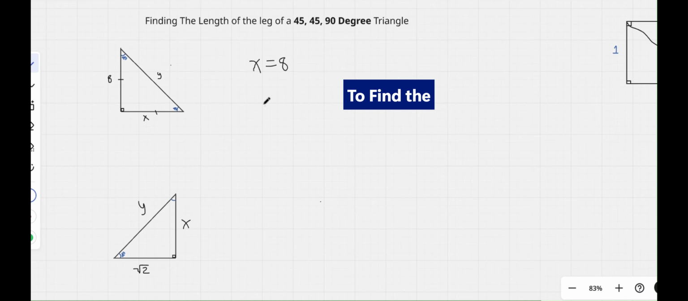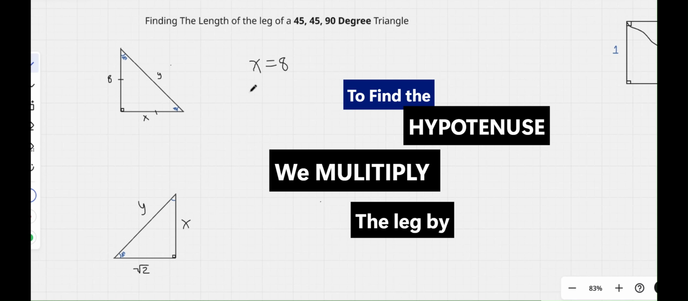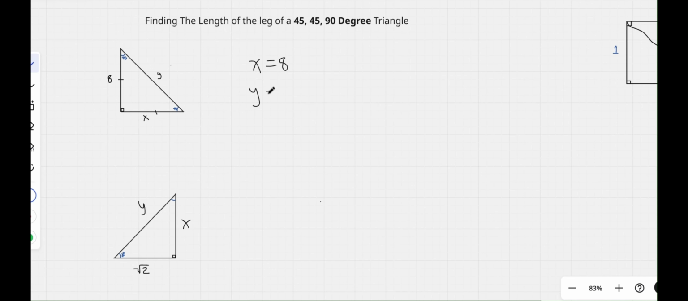And to find the hypotenuse, we multiply the leg by the square root of 2. So y equals 8 times the square root of 2, which is simply written as 8 square root of 2. Great job. Let's go to the next one.